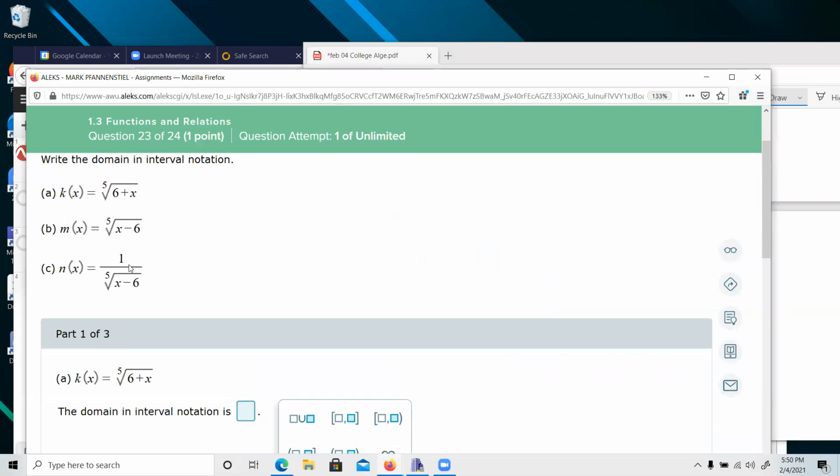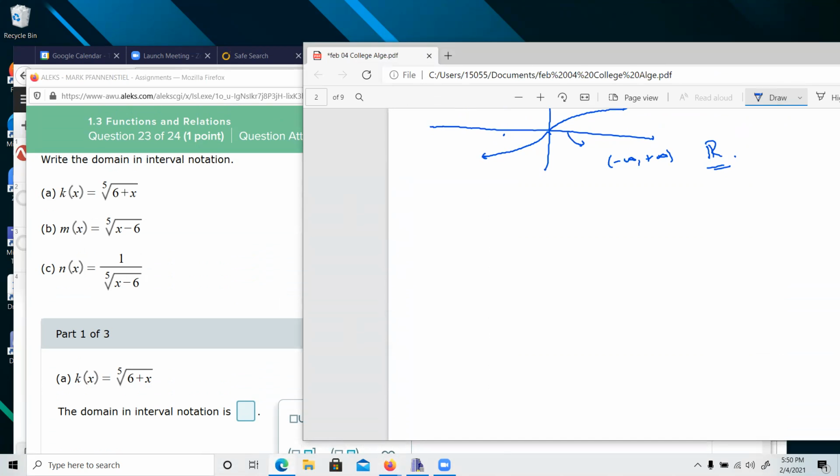Now this one they put in a fraction. It's okay for it to be negative, but it's not okay for it to be 0. So I'm looking at this problem, and the only number that's going to put a 0 on the bottom here is 6. So this number can't be 6.